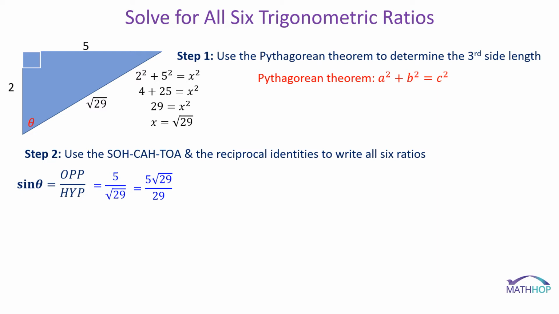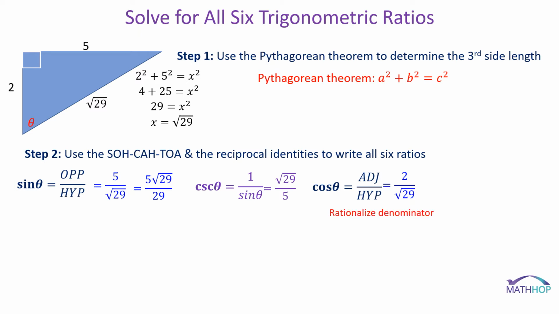All right, cosecant. Cosecant is 1 over sine, right? It's just the reciprocal of sine. Since I already solved for sine, I'm just going to flip this. I know cosecant is the square root of 29 over 5. Cosine, adjacent over hypotenuse. Looking at theta, there's my adjacent, it's 2. Hypotenuse is rad 29, so we get 2 over rad 29, but again, we have to rationalize the denominator. We can't leave that rad 29 in the denominator, so we get 2 rad 29 over 29.